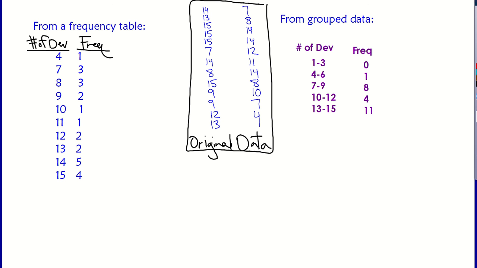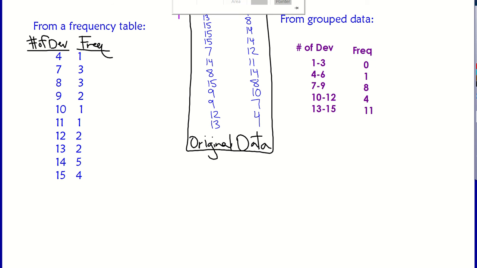From a frequency table, instead of writing out each data point, especially if you have many, many data points, instead of writing out each value, once you've found the mean of your data set, you can simply take and subtract the data value from the mean, square that, and then multiply by that data value's frequency.